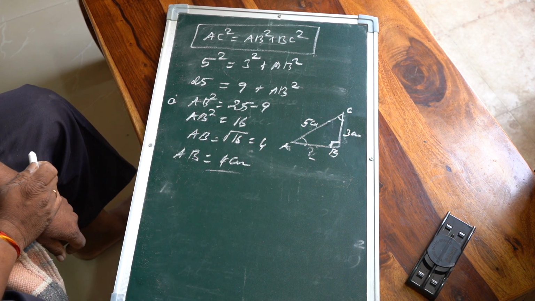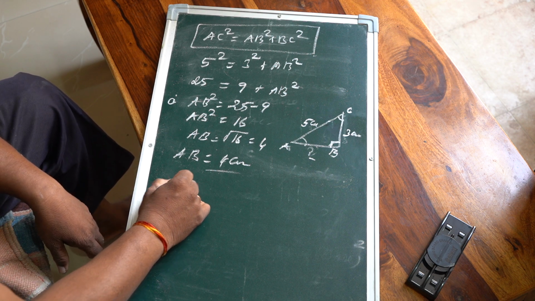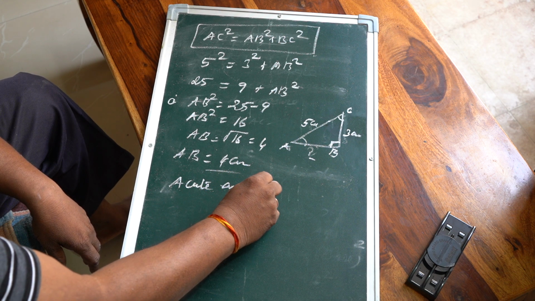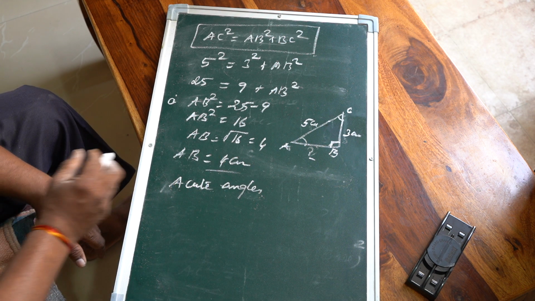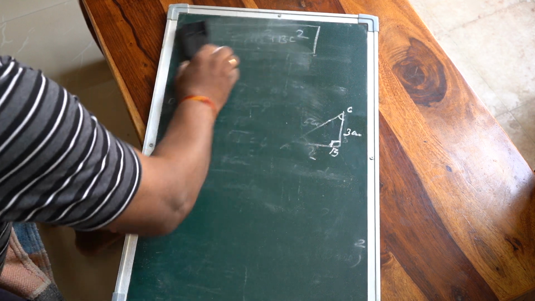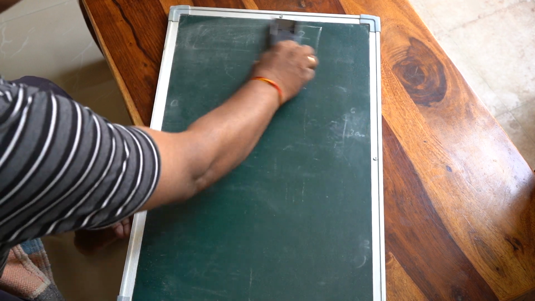Most probably the Pythagoras theorem is used only for right-angled triangles. So this is a simple thing. Next we will go for the trigonometry ratios. So what are the trigonometry ratios?